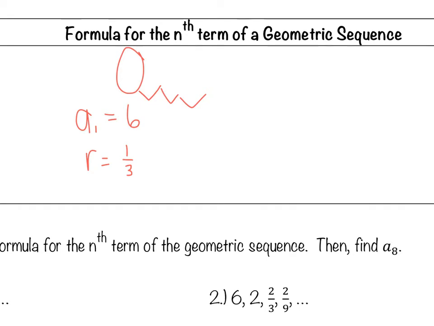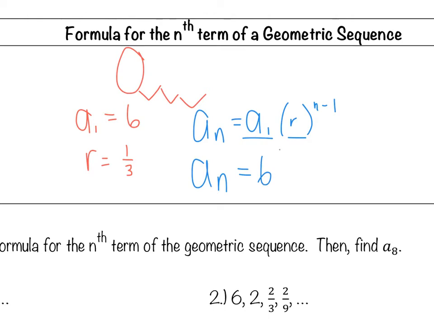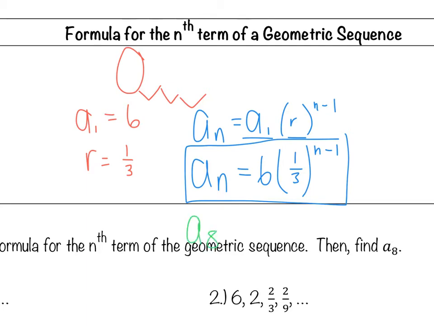So I'm going to place everything in the formula. Here is the formula again. A sub n is a sub 1 times r to the n minus 1. I'm just going to plug everything in. The only two things I need are there. So a sub n equals a sub 1 times your common ratio to the n minus 1. And then there's your formula. The next step then is to find a sub 8, which is what they asked us. So I'm going to plug this in there.